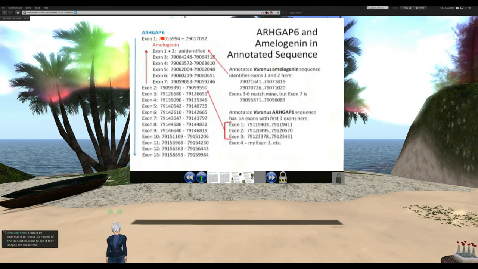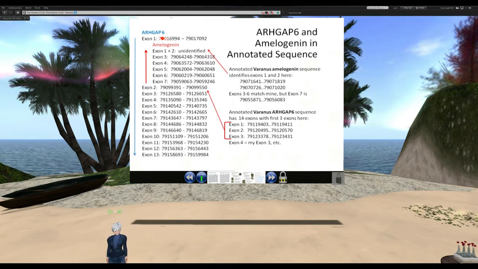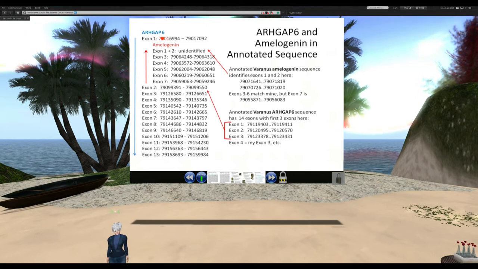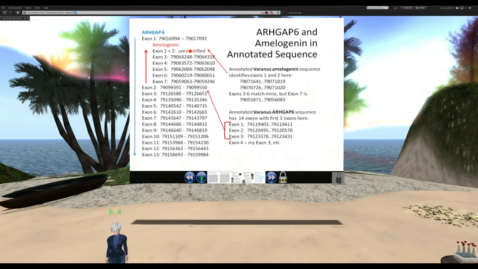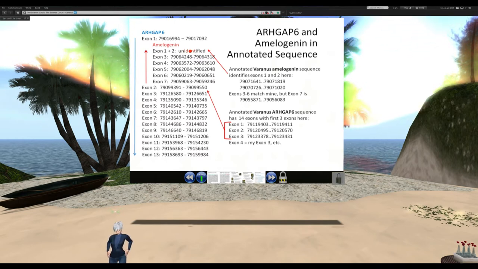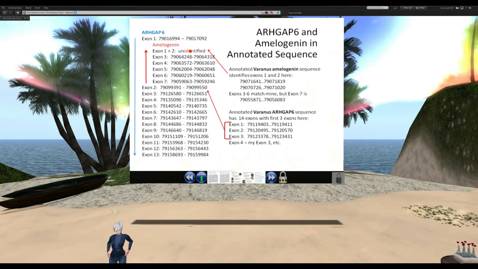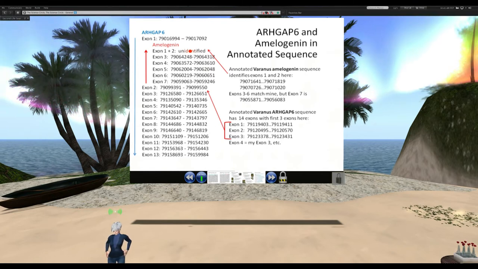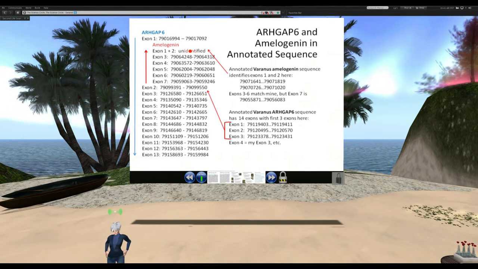And then I compared that with the amelogenin sequence from the annotated ARHGAP6 sequence. And there are a few differences. First off, I was not able to identify exons 1 and 2 in the monitor scaffold. And the reason for that is that sequences that don't get translated into protein aren't under any kind of restriction by selection. So they can change without killing the animal that they're in. And so they apparently have changed enough that I could not identify them.